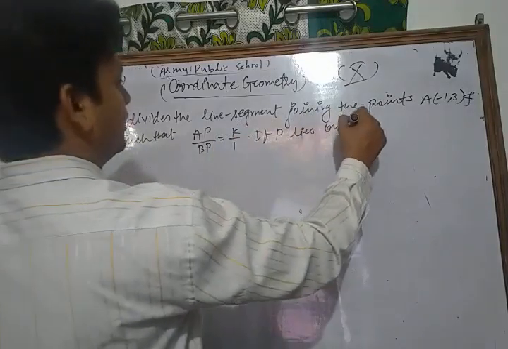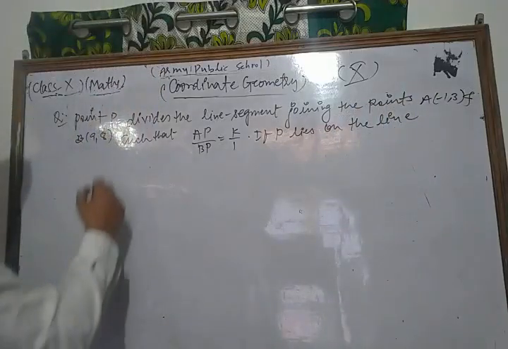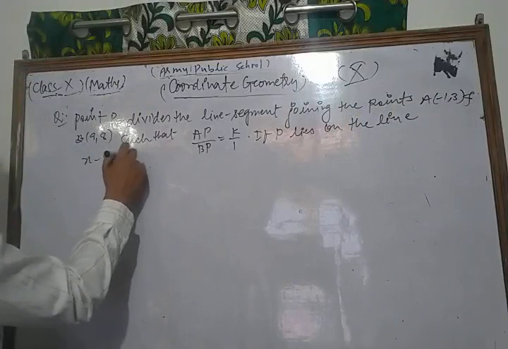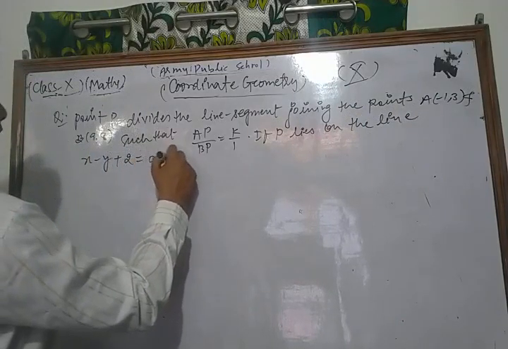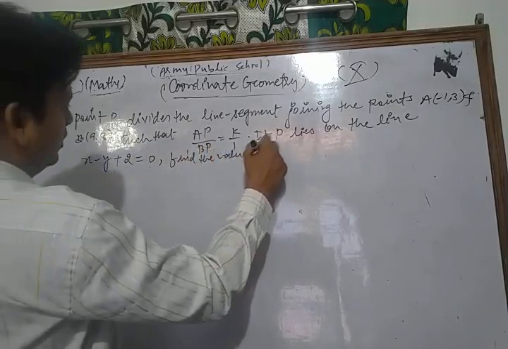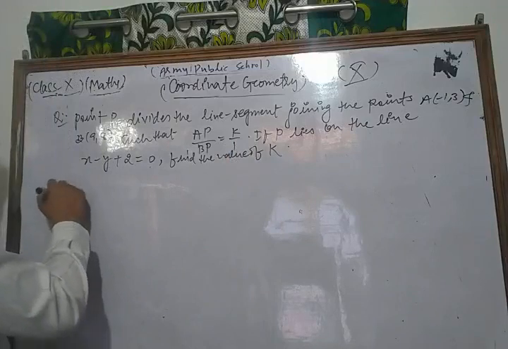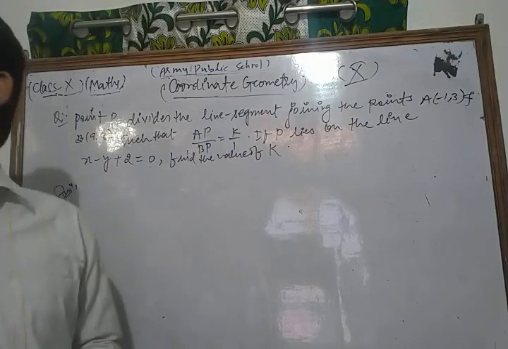If P lies on the line x minus y plus 2 is equal to 0, find the value of k. Now let's see its solution. This is a very important question. Okay, now let's see its solution.